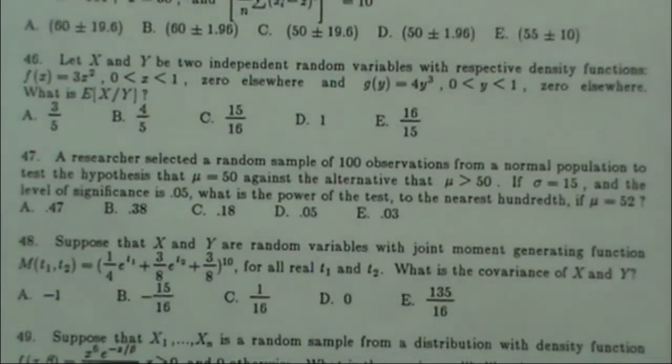Problem 47. A researcher selected a random sample of 100 observations from a normal distribution to test the hypothesis that mu is equal to 50 against the alternative that mu is greater than 50. If sigma equals 15 and the level of significance is 0.05, what is the power of the test to the nearest hundredth when mu is equal to 52?